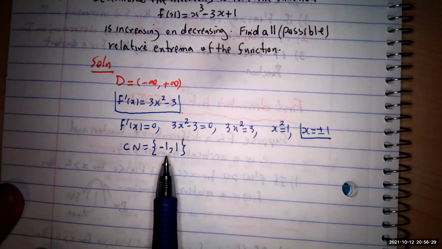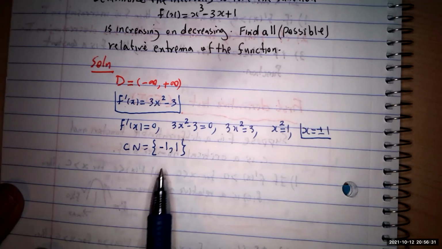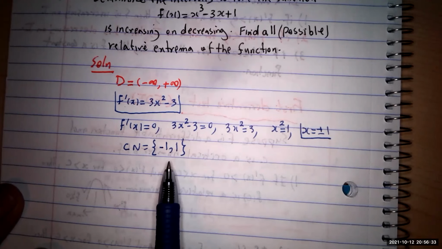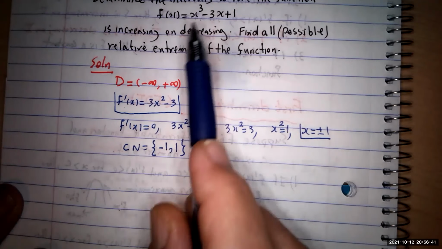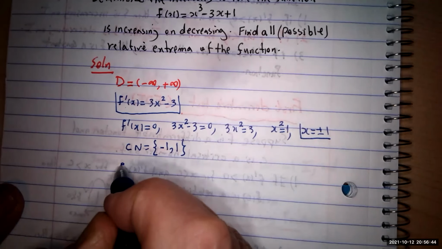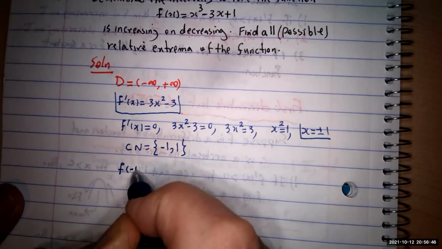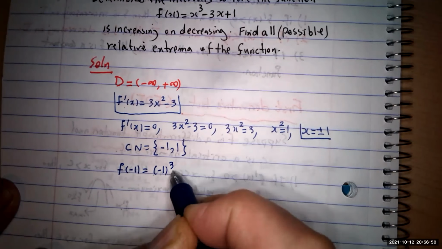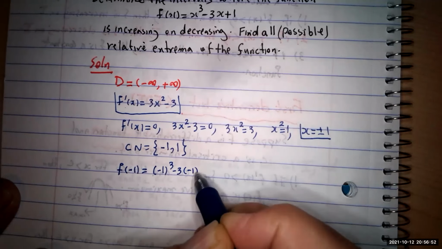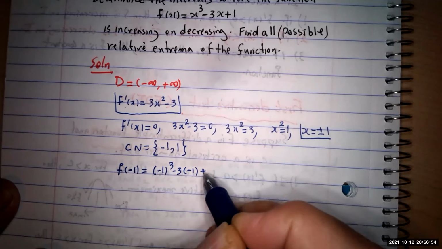Step two, you drop them back into the function because they are the candidates. Okay, they are going to be your maximum and the minimum, but always is it the maximum value or the minimum value. Drop it back into the function. So find f of negative 1, which is going to be equal to negative 1 cubed minus 3 times negative 1 plus 1.